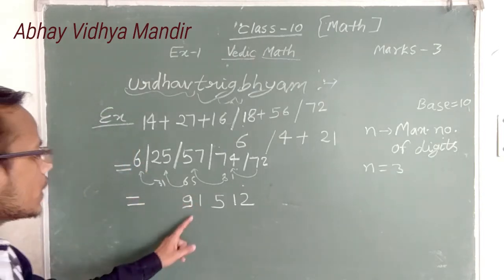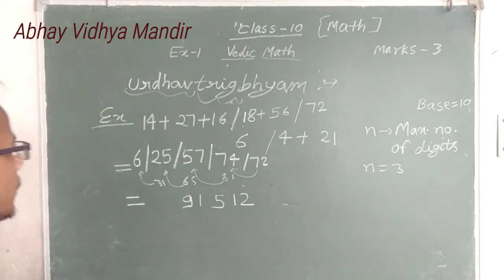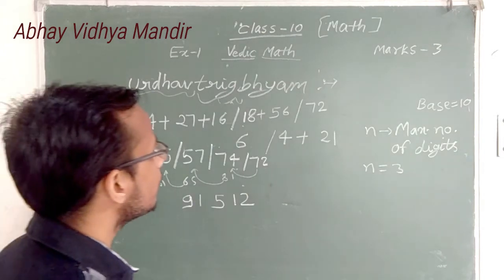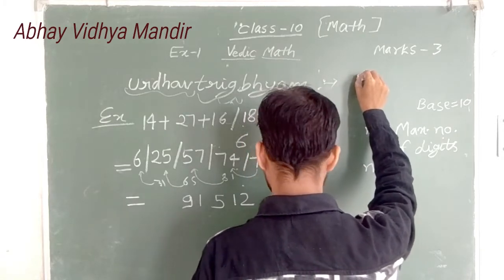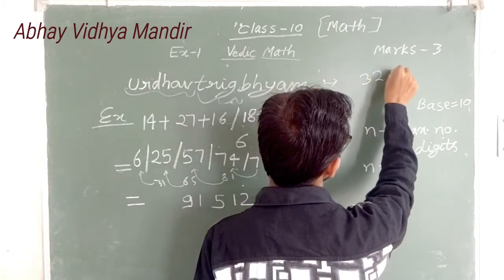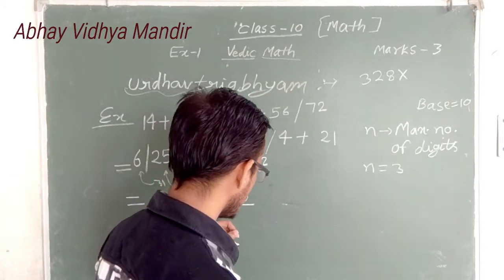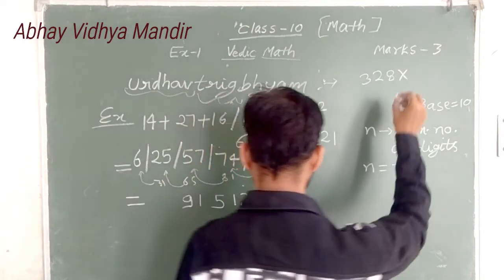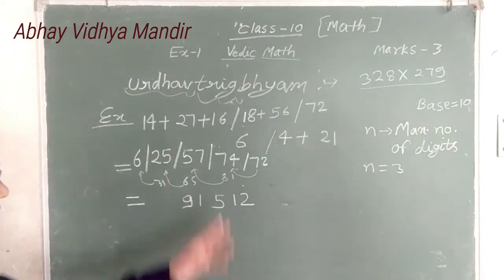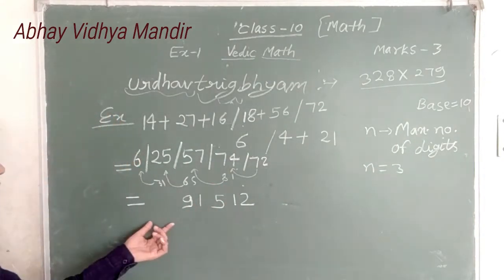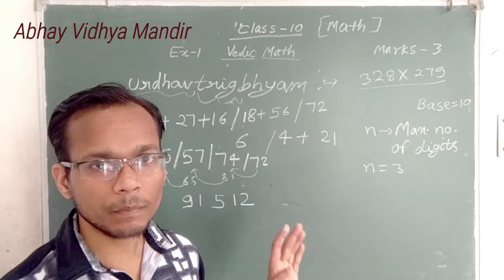So the answer is 91512. This is the answer of the multiplication of that number, and the number was 328. So that was the number, and when you multiply it, you will get this multiplication. This is your Urdu Trivium process.